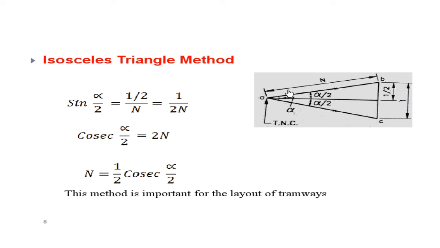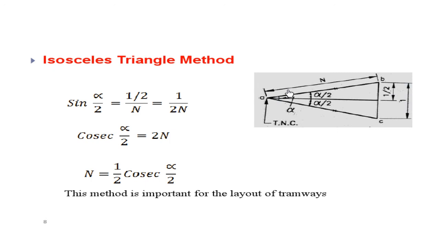Now this method is important for the layout of triangle. Since the angle of crossing alpha is very small, the difference in the value of n by different methods will also be very small. On Indian railway track, the common number of crossings are 1 in 6. I have told you 1 by n is the expression, or the way you represent the crossing. 1 in 6 or 1 in 8.5 and 1 in 12. These three are the common number of crossings. I will repeat: 1 in 6, 1 in 8.5 and 1 in 12.